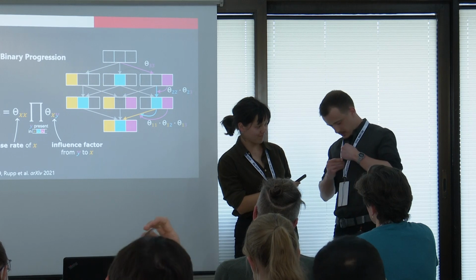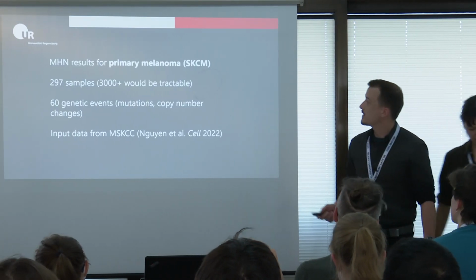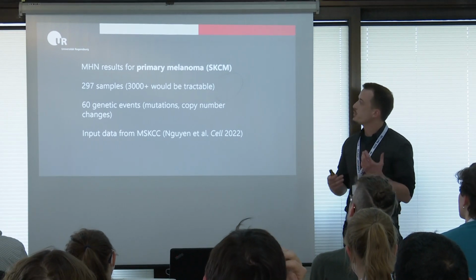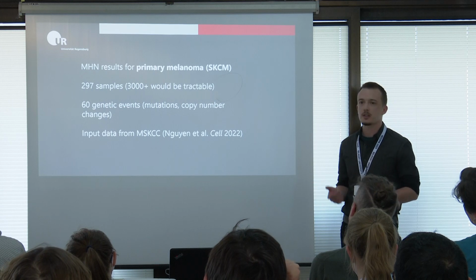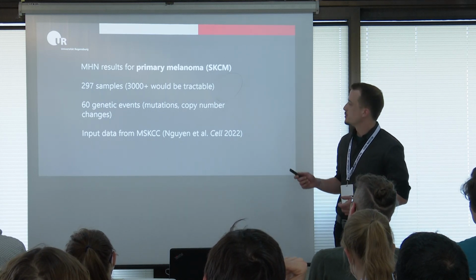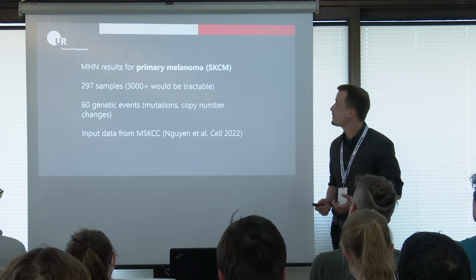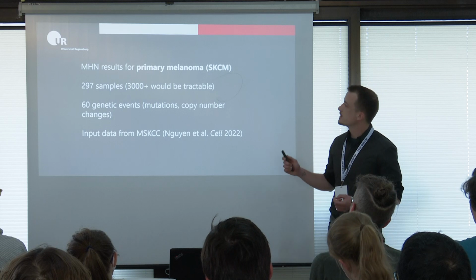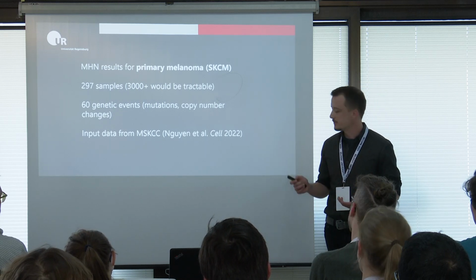All right, so now we applied MHN to a data set of primary melanomas with about 300 samples that are characterized by 60 genetic events. And this input data we got from MSKCC, and it's targeted sequencing data. And just let me add that 10 times more samples would be tractable for MHN to model.